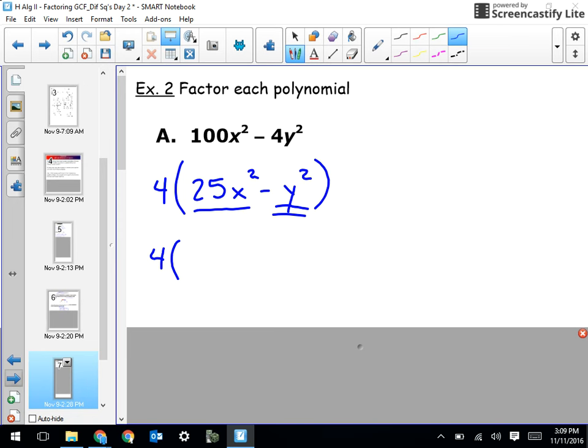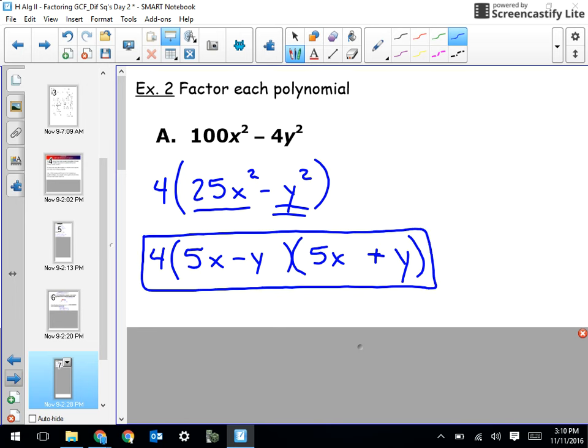Square root of 25x squared, 5x. Square root of y squared, y. There's my answer. Oh, got my plus sign. One has to be a minus, one has to be a plus. There is my answer.